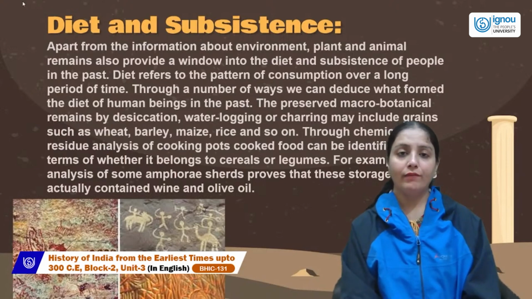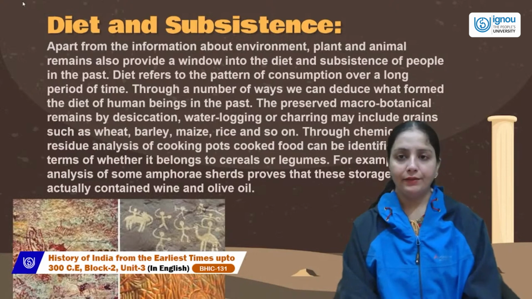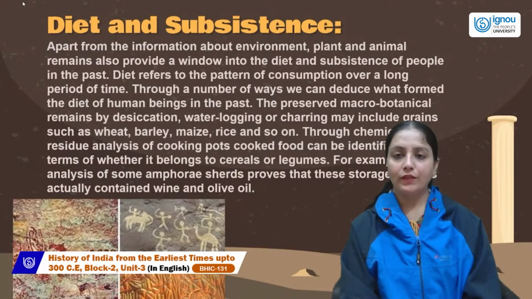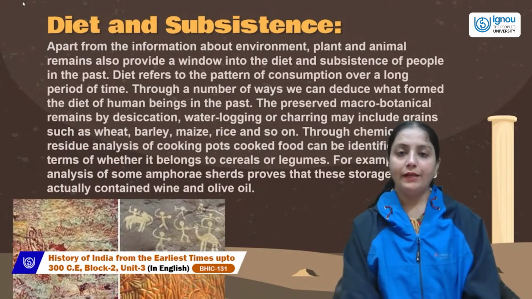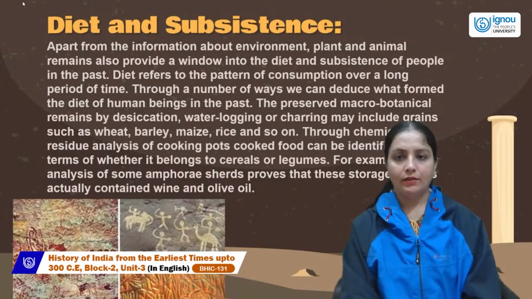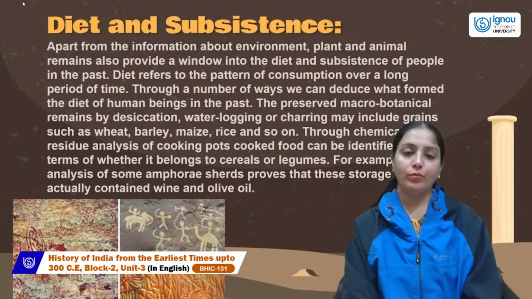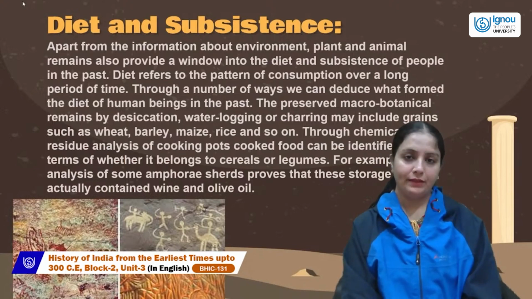Consumption means, as we have given the example of urban consumption and rural consumption, like this pattern of consumption, how much we consume, how much diet we take over a long period of time. This is known as diet. Through a number of ways, we can reconstruct what formed the diet of human beings in the past.